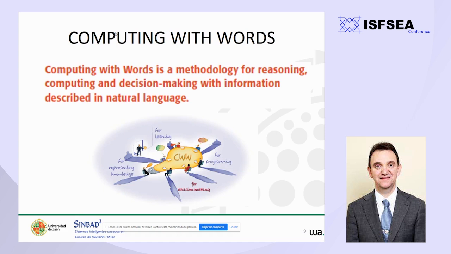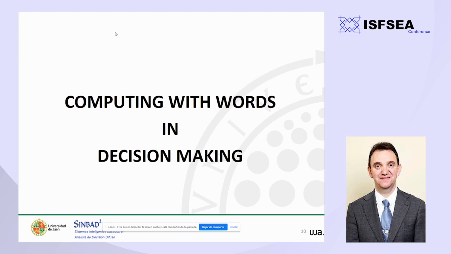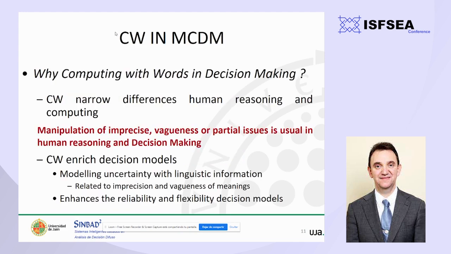So, what I want to point out is that computing with words is a methodology that can be used for reasoning, computing, and mainly decision making with information described in natural language. So why is computing with words so important in decision making? Mainly because computing with words narrows the differences between human reasoning and computing. So it facilitates the manipulation of imprecision and vagueness in human decision making processes. And in such a way, computing with words can enrich the decision models, making them more precise and reliable.